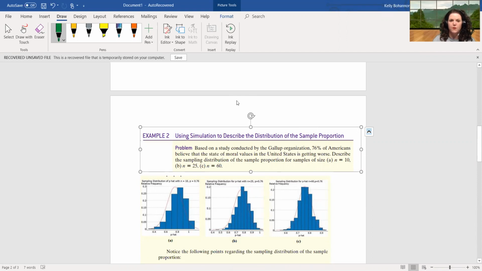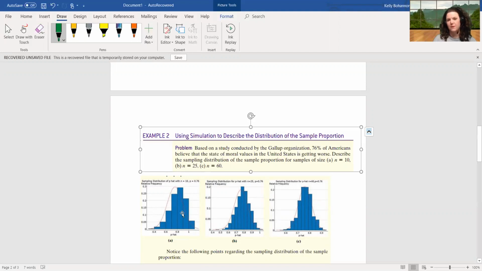So if you look at the problem, based on a study conducted by the Gallup organization, 76% of Americans believe that the state of moral values in the United States is getting worse. Describe the sampling distribution of the sample proportion for samples of size 10, 25, and then 60. So again, like we did in 8.1, when they say a sample of size 10, they're taking as many samples of size 10 as they can, and each sample of size 10 is a unique sample of 10 people. So out of the entire population of the United States, they sampled 10 people, and then 10 more people, and then 10 more people, and then 10 more people. This particular simulation was performed 2,000 times, 2,000 samples of 10.